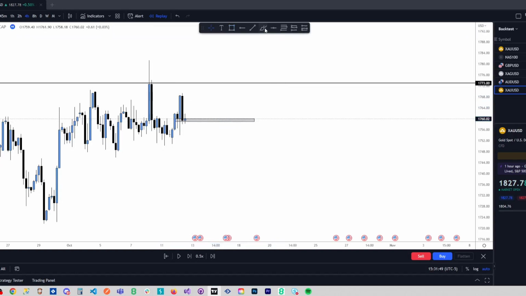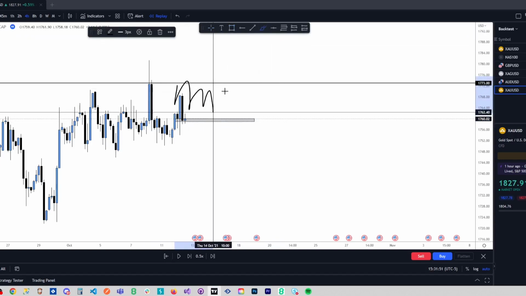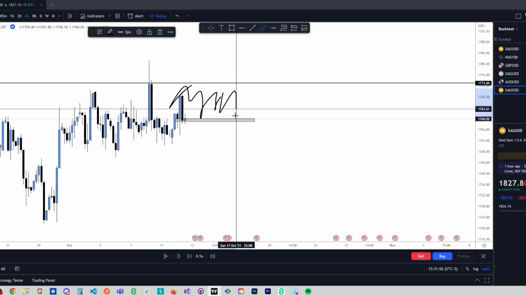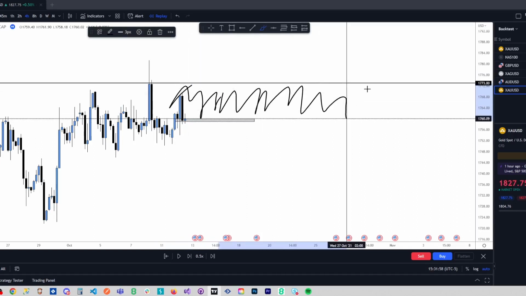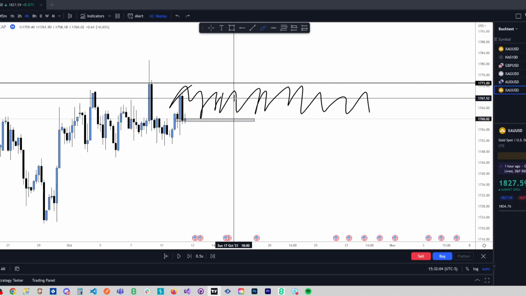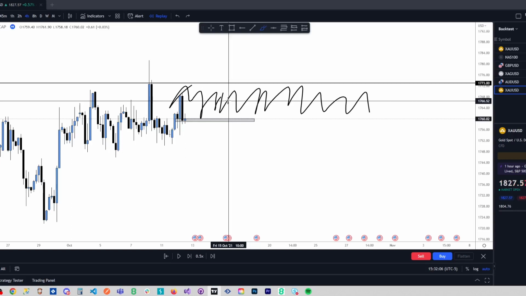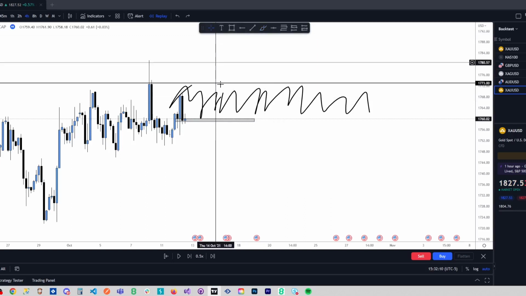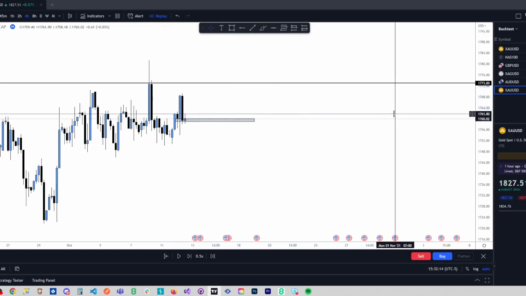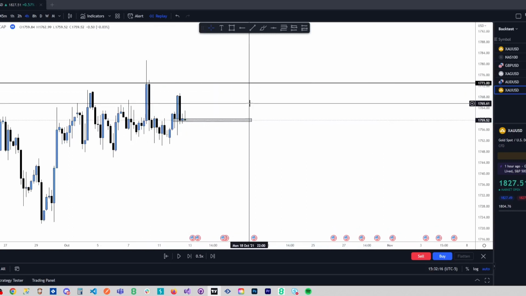Right now, anything in between here, because we are near a major key level, is just a no trade zone. So as long as price stays in between this zone, above here and below here, I am not going to trade. And this is the thing that traders do not have: discipline. Discipline to not touch the charts, to know when or when not to trade. So right now we're in a no trade zone and I'm not going to touch anything.